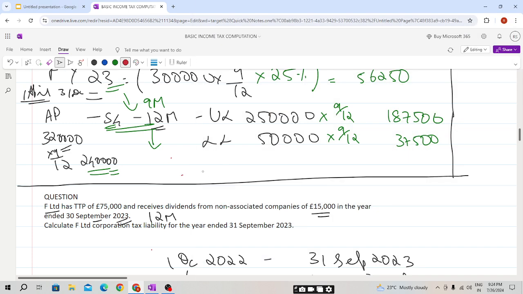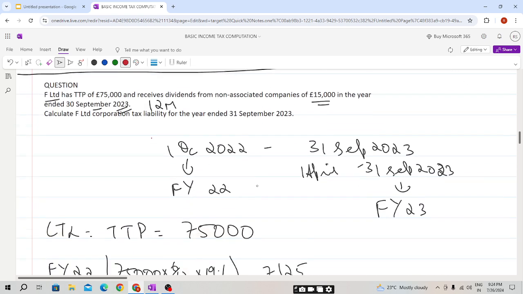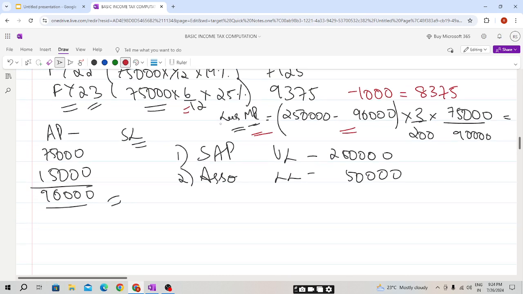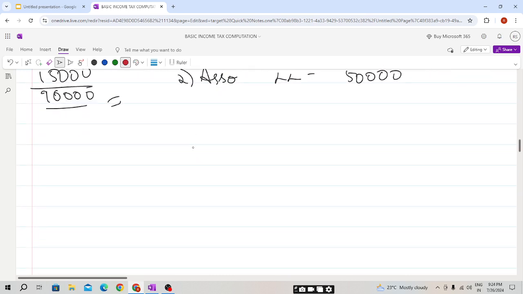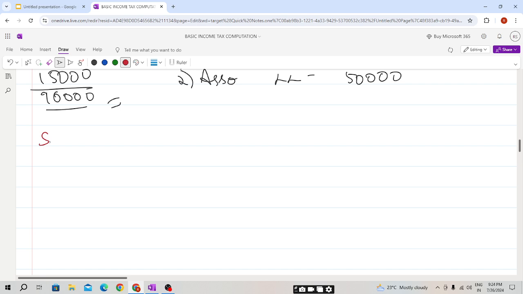So in our second method, we need not apportion the marginal relief. So let's try. Here we will try, students. Now trying the second method.